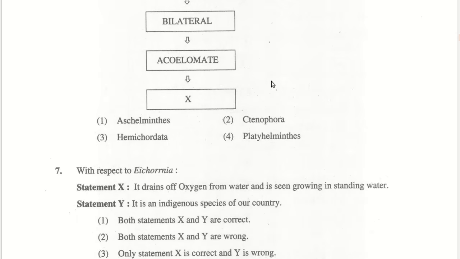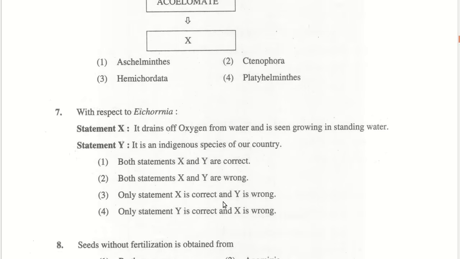With respect to Eichhornia, statement X, it drains off oxygen from water and is seen growing in standing water. Statement Y, it is an indigenous species of our country. Only statement X is correct and Y is wrong. It is an invasive species and it is not native to our country. It is an exotic invasive species which has engulfed our country. So the answer is only statement X is correct and Y is wrong.